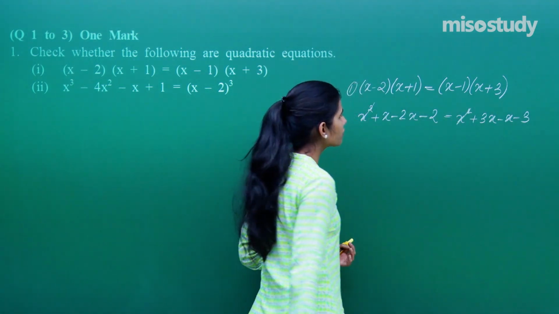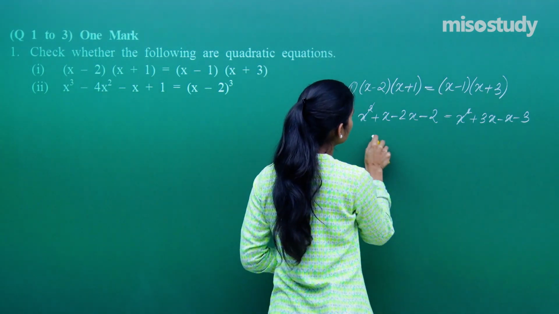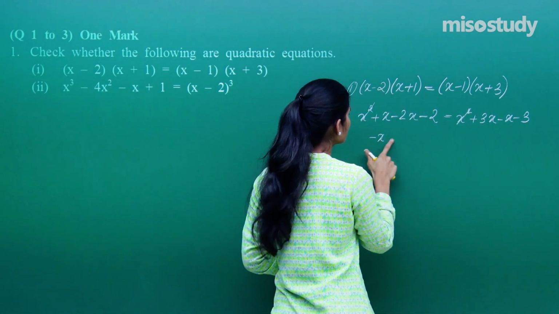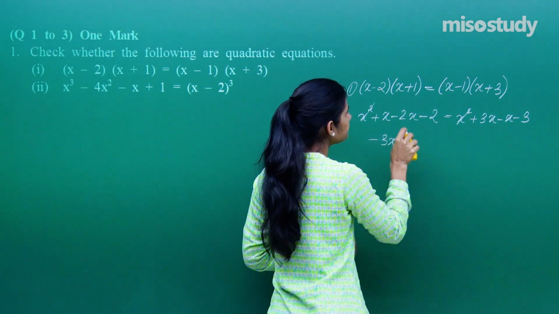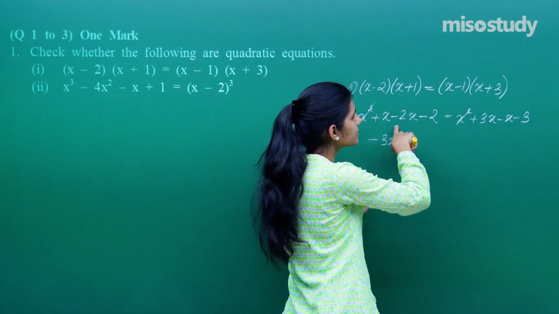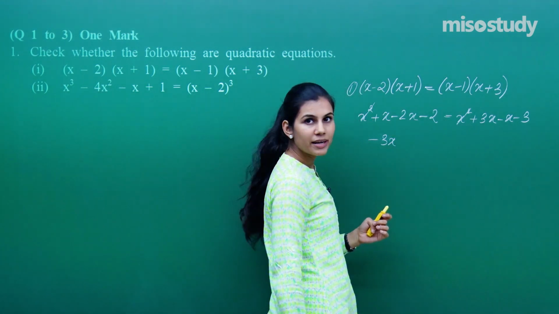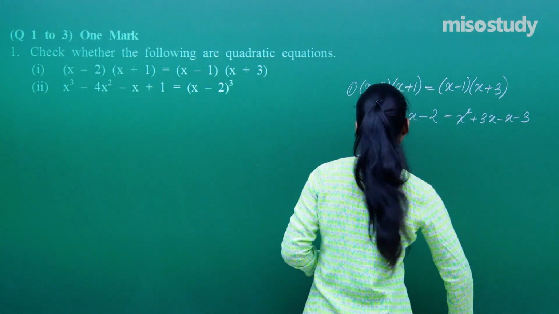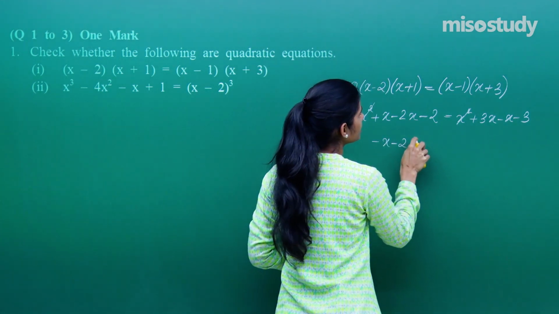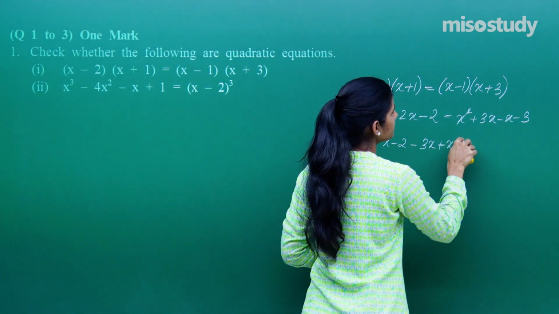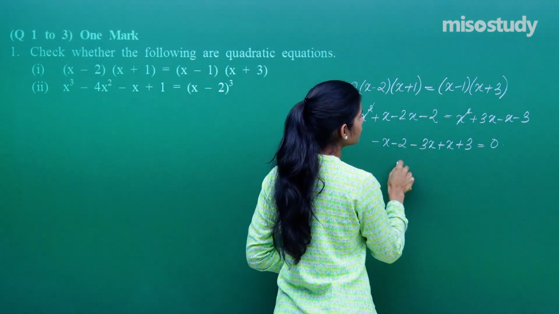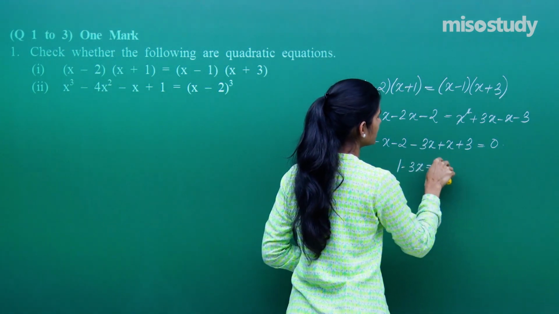x square cancels out from both sides. You have x minus 2x, that is minus x. 3x minus x is 2x, here it is minus 2x, so you are left with minus 3x. Because it is x minus 2x, x minus 2x is minus x, minus 3x is minus 2x plus x is minus x. So basically here you have x minus 2x gives you minus x minus 2, here it is minus 3x plus 3 equals 0. So minus x plus x cancels out, 3 minus 2 is 1, so you have 1 minus 3x equals 0.